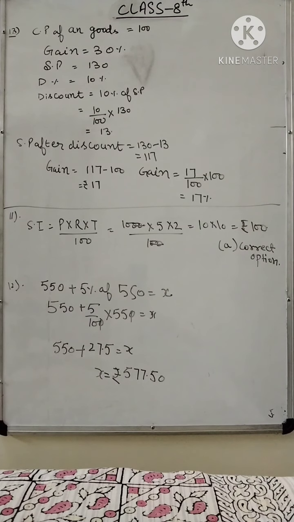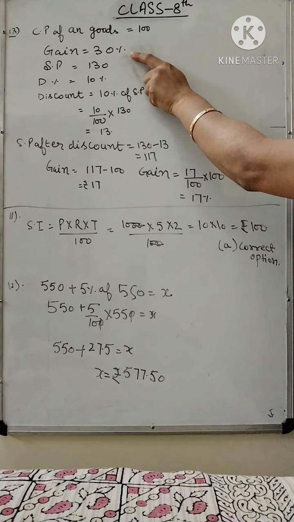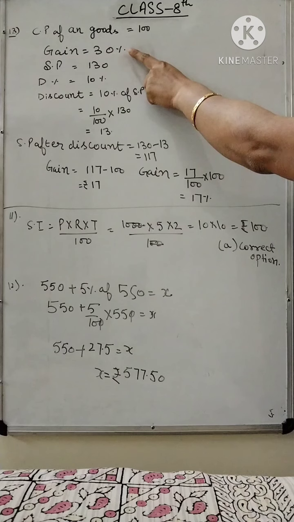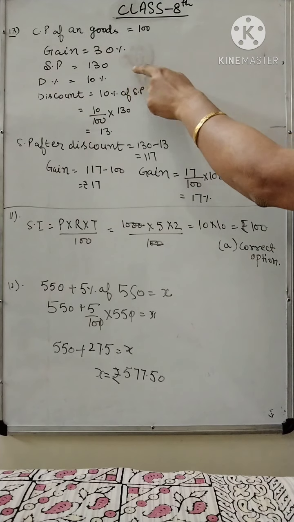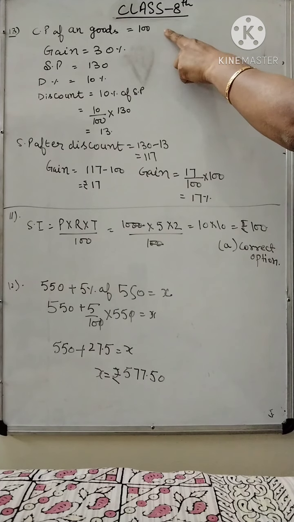Question number 13. A trader marks his goods at 30% above the cost price and allows a discount of 10%. What is the gain percent? Suppose the cost price of an article is 100 rupees. Clear? And he is marking 30% above to get a profit. So it's 30%, then selling price would be equal to 130 if cost price is 100.